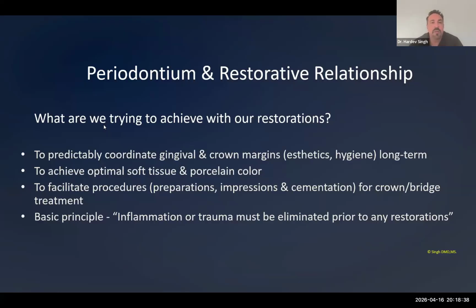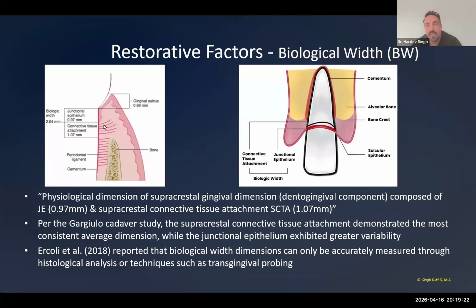So let's talk about the relationship with periodontitis and restorative situations. So what are you trying to achieve with your restorations? I know as a prior general dentist, we want to make sure that the gingival margin and the crown margins are nice and aesthetic. They're clean, they're not inflamed. We want to have soft tissue that is nice and mimicking the hard tissue. We want to have nice porcelain color. And also, when you're doing your restorations, anything, your fillings, your direct or indirect, you want to make sure that the tissue is not severely inflamed. But the basic principle here is inflammation or trauma must be eliminated prior to restorations and not after.